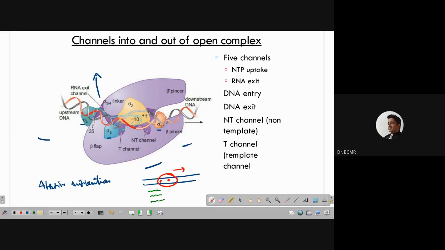So one of the reasons could be that the sigma factor is obstructing the channel for RNA exit. So that could be one of the reasons why this abortive initiation may happen. Okay.